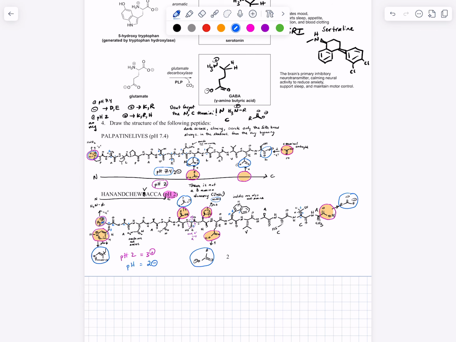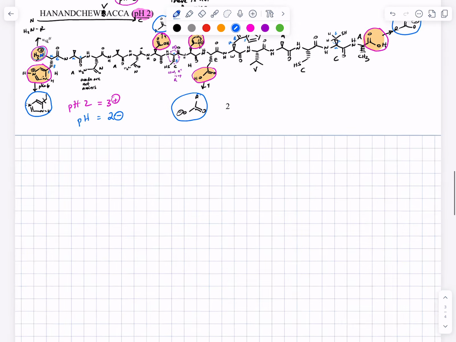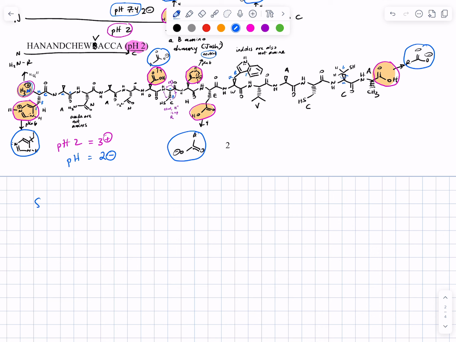What I want to do is start talking about peptide conformation. What you've seen so far is the sequence of a peptide.